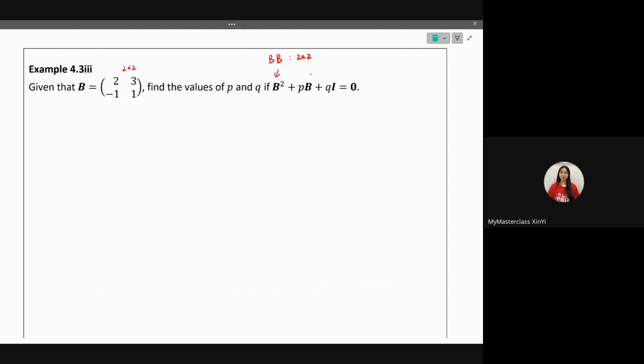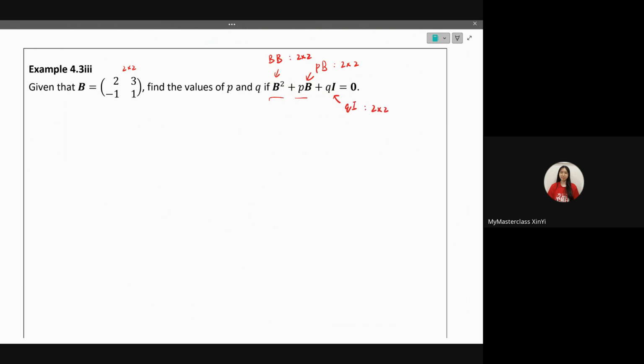Then this is scalar multiplication, so this will just follow your order of B. So this p multiplied by B is also a 2 by 2. Same thing for this. Your identity matrix, in this case, because it is addition of matrices, for it to be added to this, this should also be a 2 by 2.